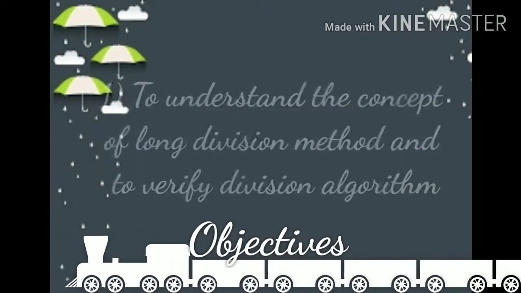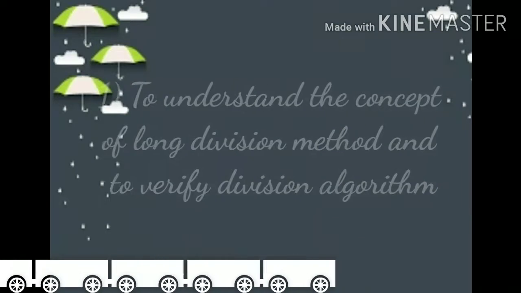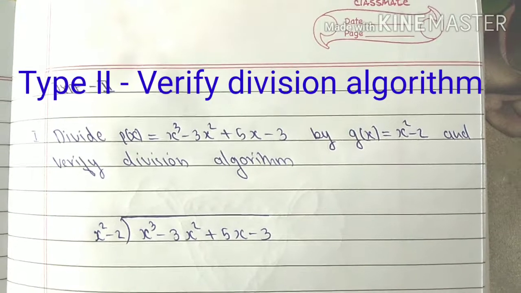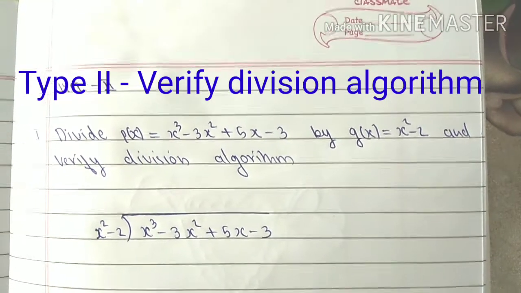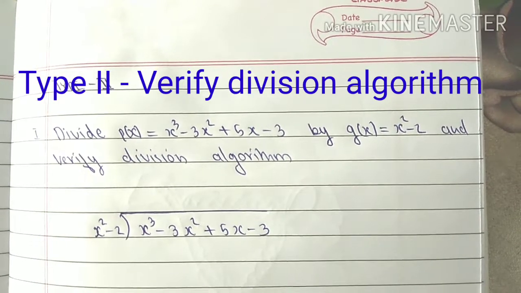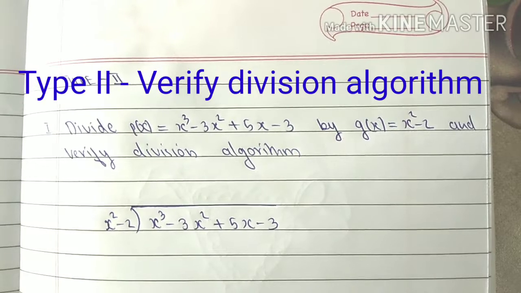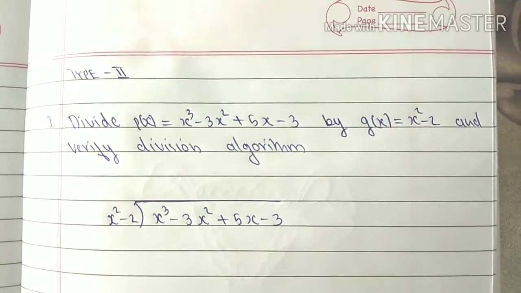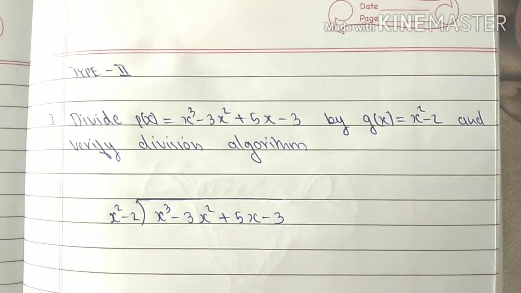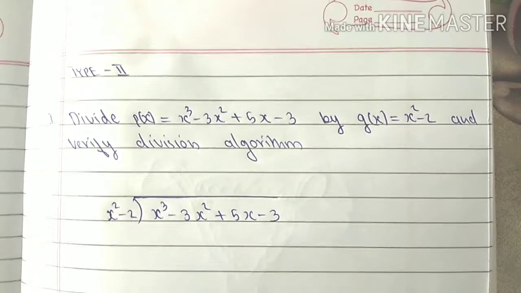Objectives: to understand the concept of long division method and to verify division algorithm. We have discussed type 1, and in type 1 we have learned how to find the quotient and the remainder. Now let us move on to type 2, wherein we have to divide one particular polynomial p of x by g of x, and then verify division algorithm.